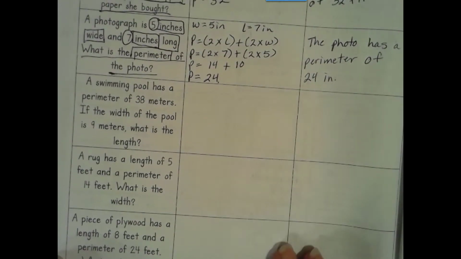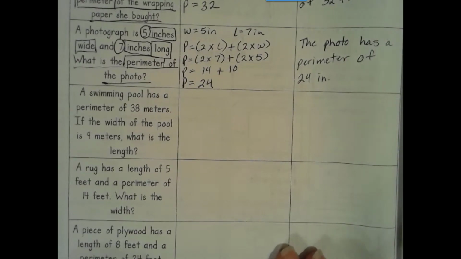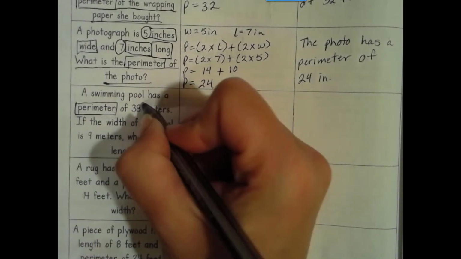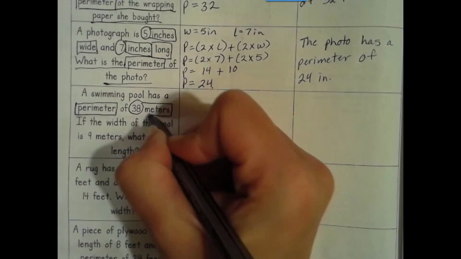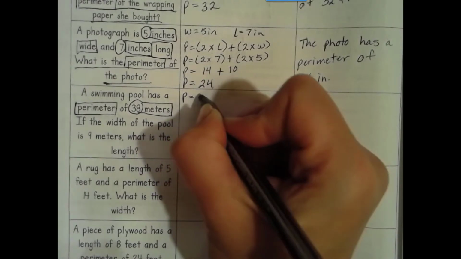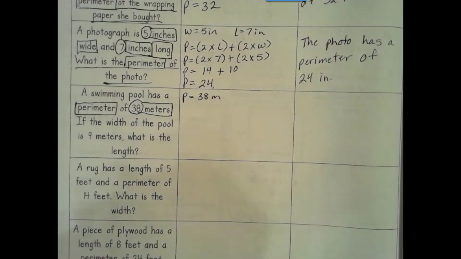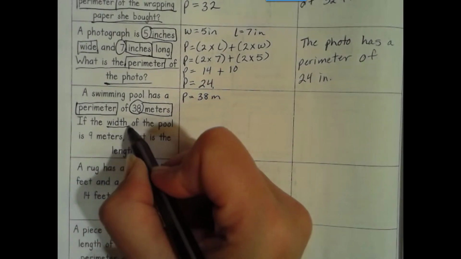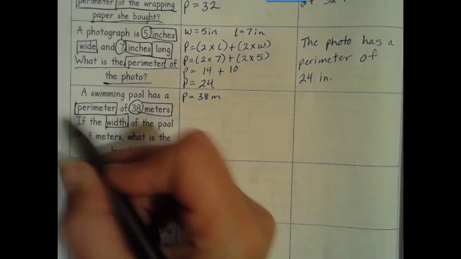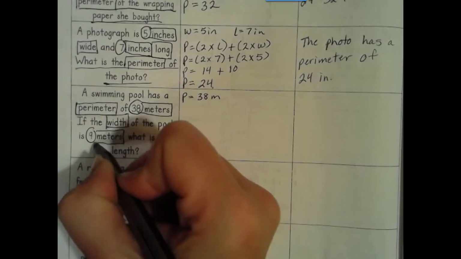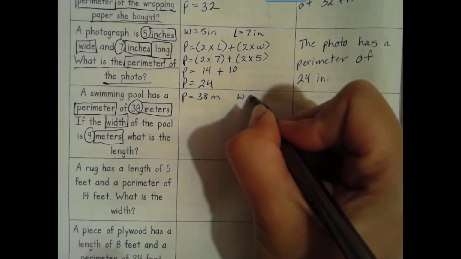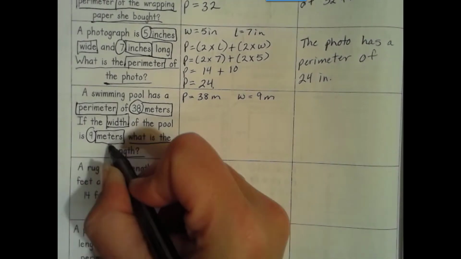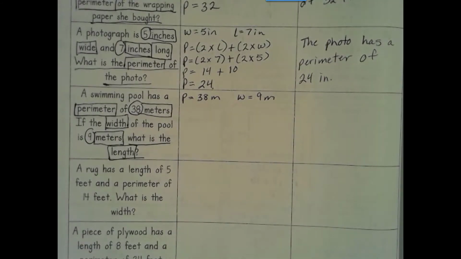All right, here. A swimming pool has a perimeter of 38 meters. This time I know the perimeter. If the width of the pool is 9 meters, so if we're saying the width is 9 meters, what is the length? We're trying to find length. We don't know that one.